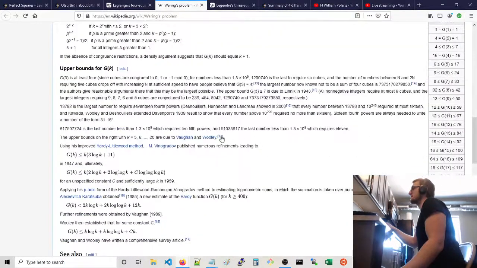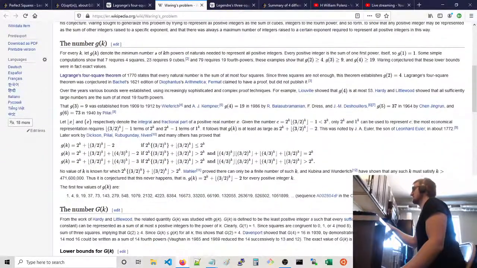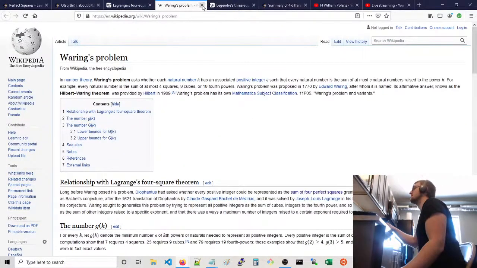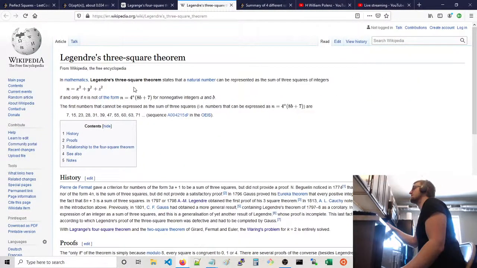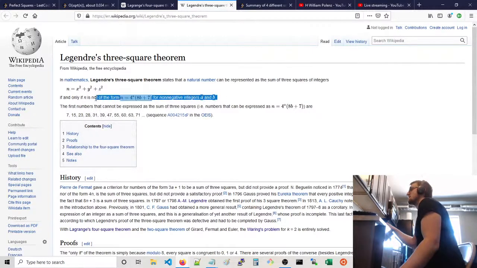But when you're dealing with counting, you get some interesting stuff. Gauss's three-square theorem: a natural number n is a sum of three squares if and only if n is not of the form 4^a(8b+7) for non-negative integers a and b. These are the first integers that cannot be expressed as the sum of 3 squares.